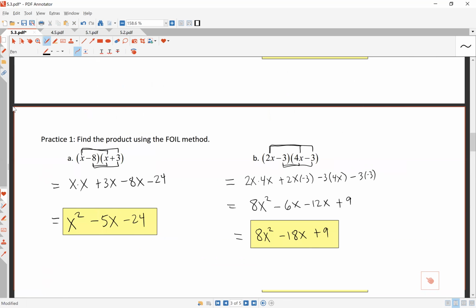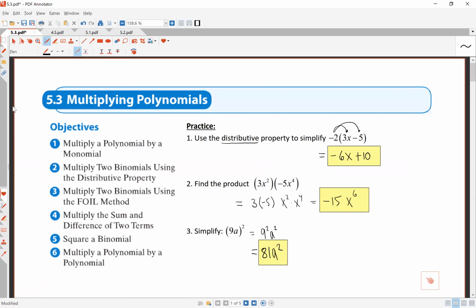This concludes the video for section 5.3, Multiplying Polynomials. Objective 4, multiply the sum and difference of two terms.